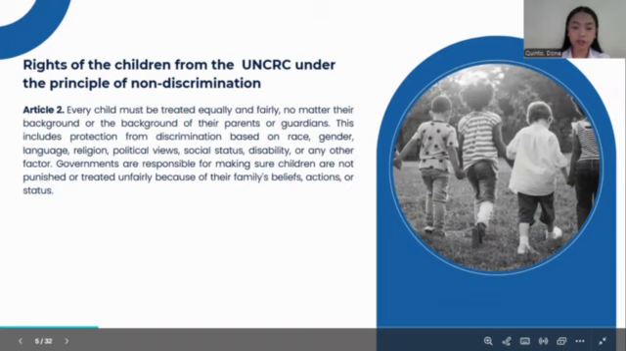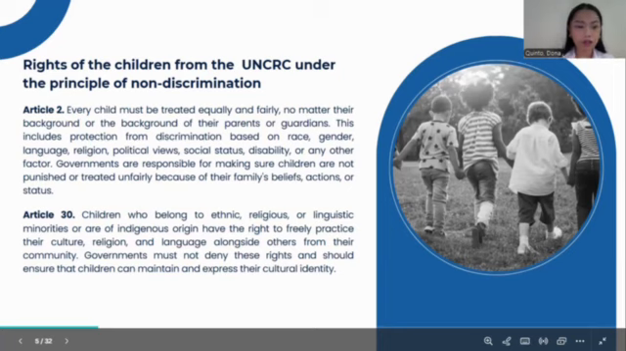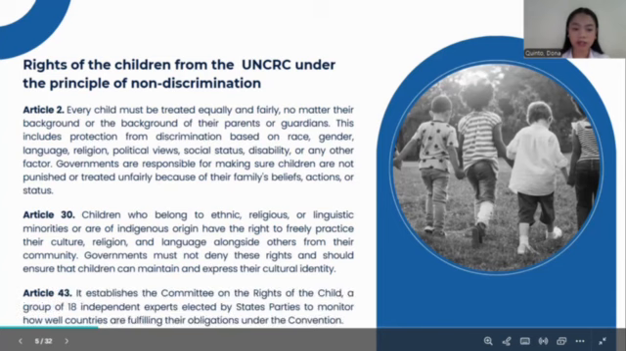First is Article 2. Article 2 means that all children must be treated fairly regardless of personal or family background. I also included Article 30. Article 30 connects to the principle of non-discrimination because it ensures that children from minority or indigenous groups are not excluded or denied their rights based on cultural, religious, or linguistic differences.